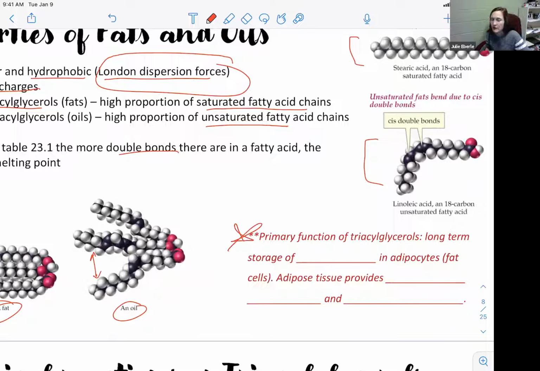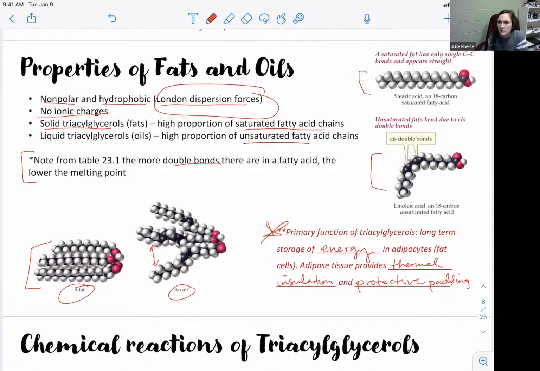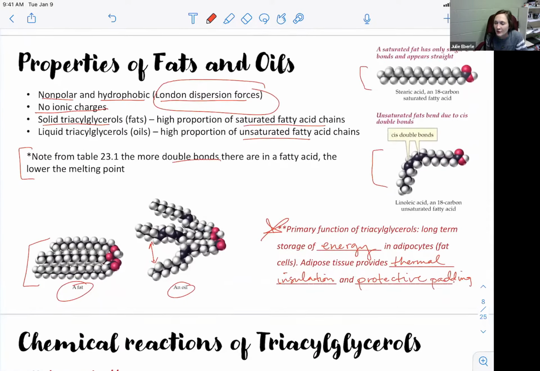I want you to know the primary function of triacylglycerols. Long-term storage, we said, of energy. We wrote that on page 1. But what else do they do? Okay. Adipocytes, you probably heard that. This is fat cells, fat tissue. Adipose tissue provides thermal insulation to our bodies and protective padding. Okay. So you should be thankful for your fat, for these things it does for you.